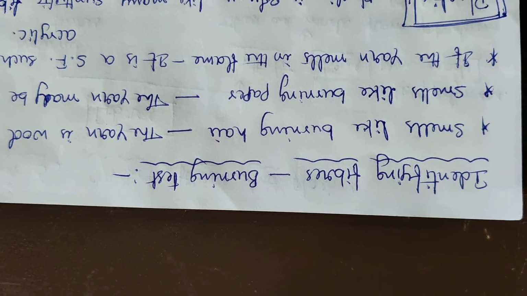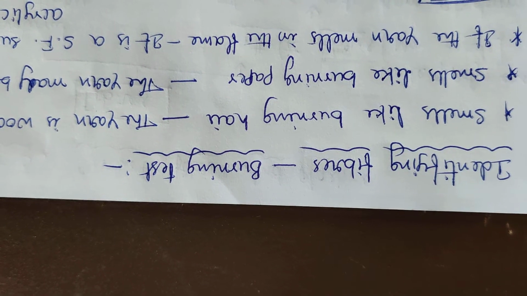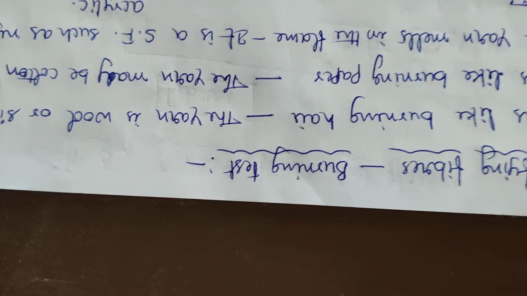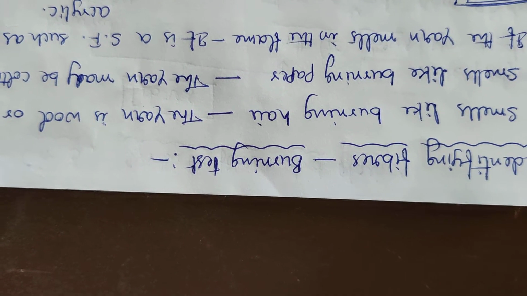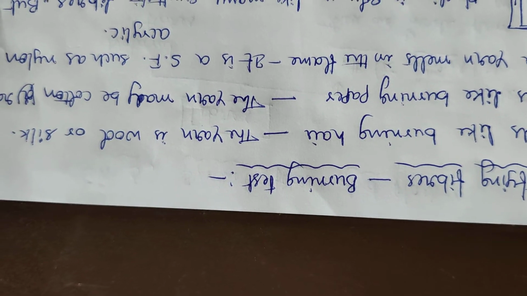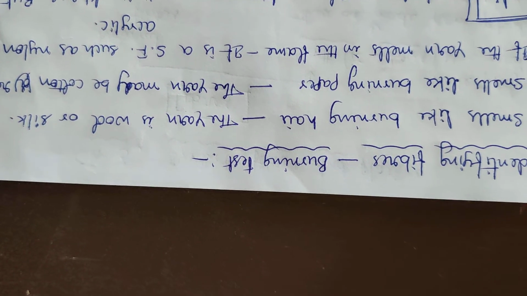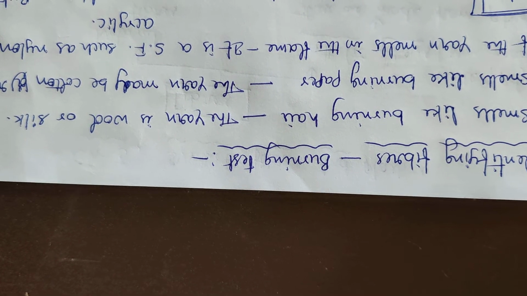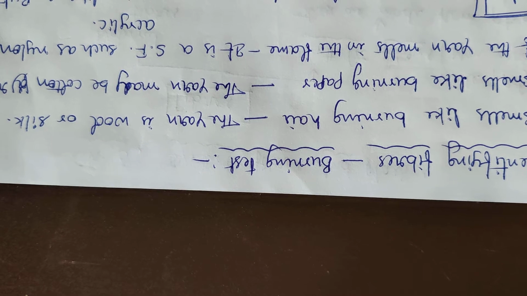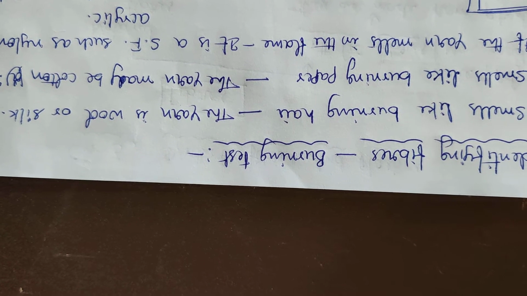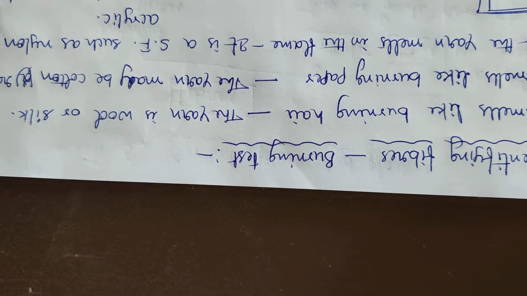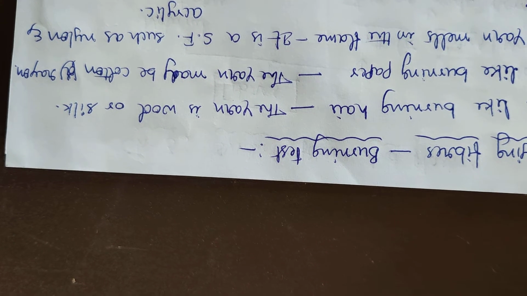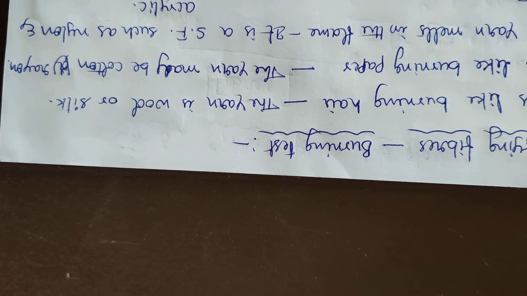Suppose the fiber gives the smell of burning hair, then the yarn is wool or silk. If the smell is like burning paper, the yarn may be cotton or rayon. If the yarn melts in the flame, see, the first two are burning, but the third one melts in the flame. So if any fiber melts, it comes under synthetic fiber, such as nylon and acrylic. This is important for a 2 marks question.